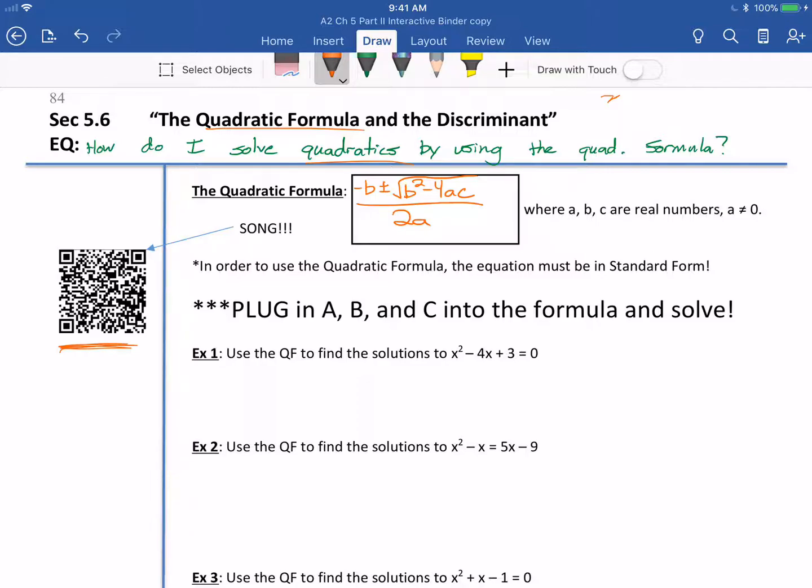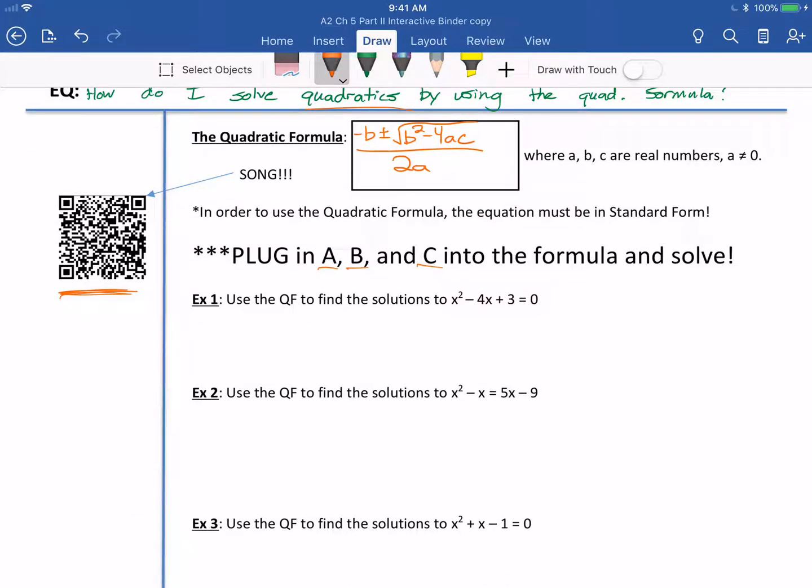All right, so here's the quadratic formula. We're really just going to plug it in here and chug. We're just going to plug my a, b, and my c into this formula, and then we're going to solve. As I look here, my a is in front of my x squared, so here it's 1. My b is this negative 4, and my c is 3. Now I'm just going to plug it in.